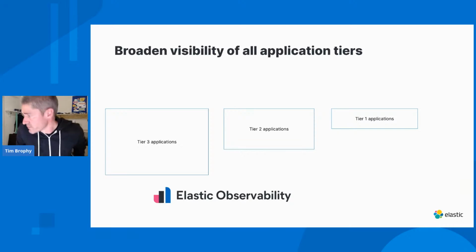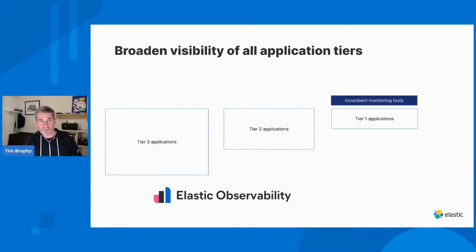All right, I'm going to try and land this plane, I suppose, in the next few minutes. But I see this all over the place. The visibility of all application tiers is a massive issue.